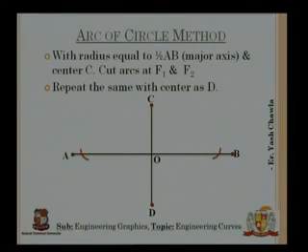Now again, to make sure that I am getting an accurate focus, I will do the same procedure. I will take radius as half of AB, put my center as D and cut arcs on line AB like this and name it as F1. This is my first focus and this is my second focus.